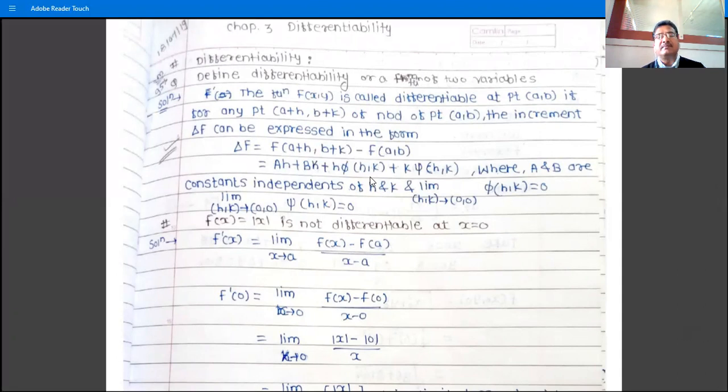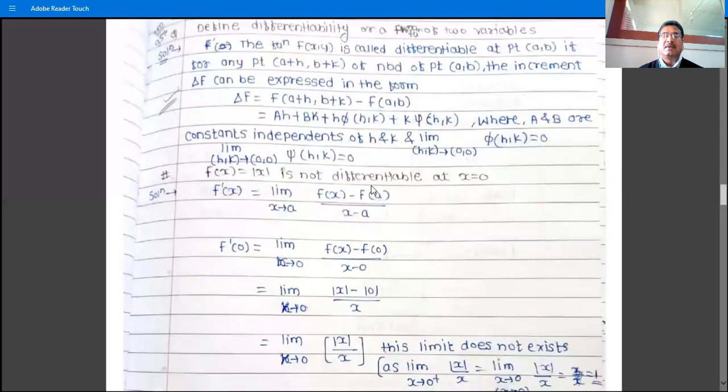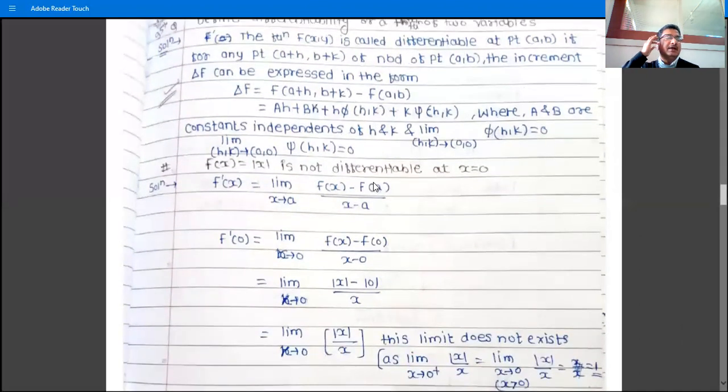In F.Y.B.Sc., we already saw the definition of differentiability for a one variable function. A one variable function is differentiable if the right hand derivative and left hand derivative are the same. But here there is no left hand derivative and right hand derivative for the two variable function. The two variable function is differentiable if this difference is expressed in this form. If it is not expressed in this form, then we say the function is not differentiable at the point (a,b).